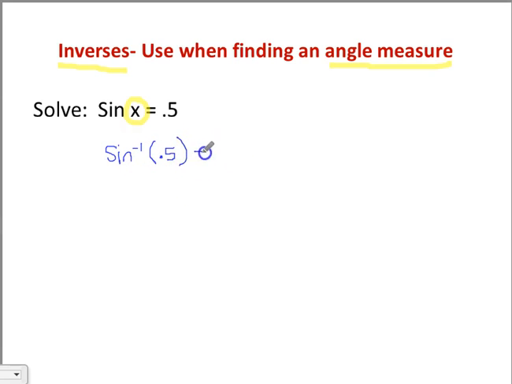Go ahead and type that in, and you should get 30 degrees. So go ahead and try that in your calculators. Make sure you know how to do this so that when you go to take the test this week, you're good to go. I'm going to go on to the next slide.